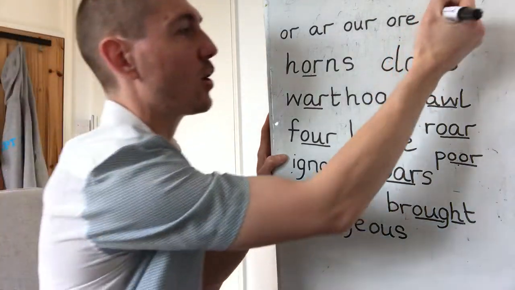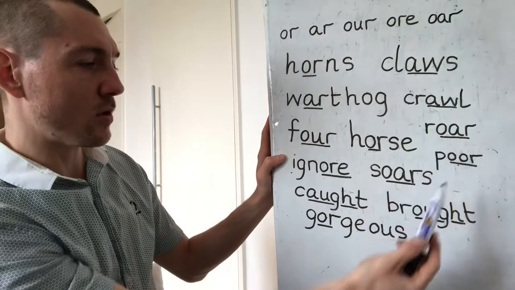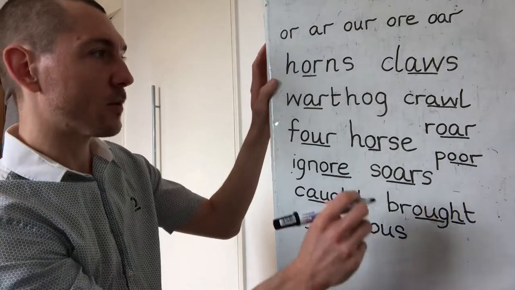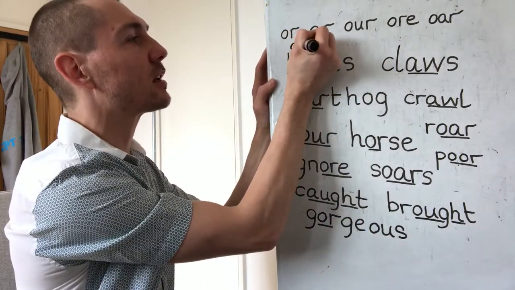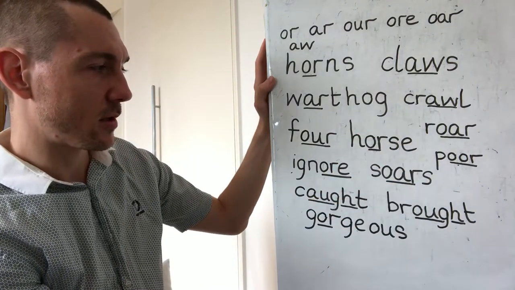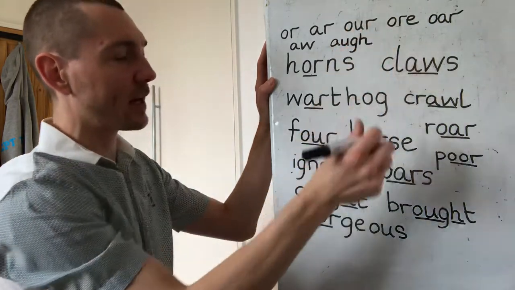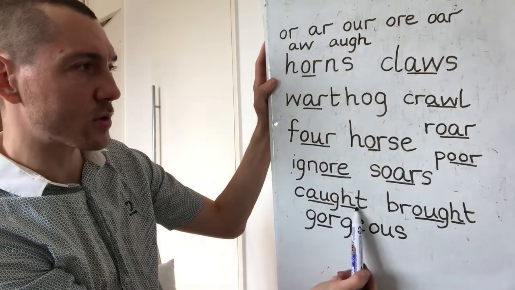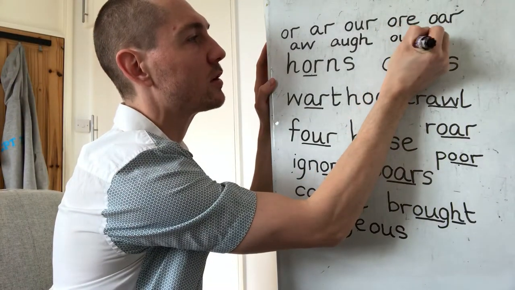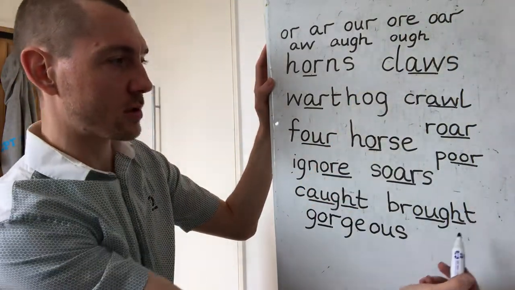We've got the O-A-R spelling in roar and soars. We've got the A-W spelling in claws and in crawl. We've got the A-U-G-H spelling of or in court. And we've got the O-U-G-H spelling of or in brought.